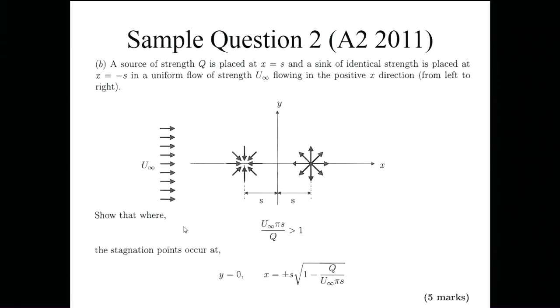But for this question, we just have to show that in this case, which means the strength of the sink and source is relatively weak, the stagnation points are on the x-axis. It's just one case, but I want to use this one to show you how to analyze the flow in general. Okay, so let me switch to the document camera.